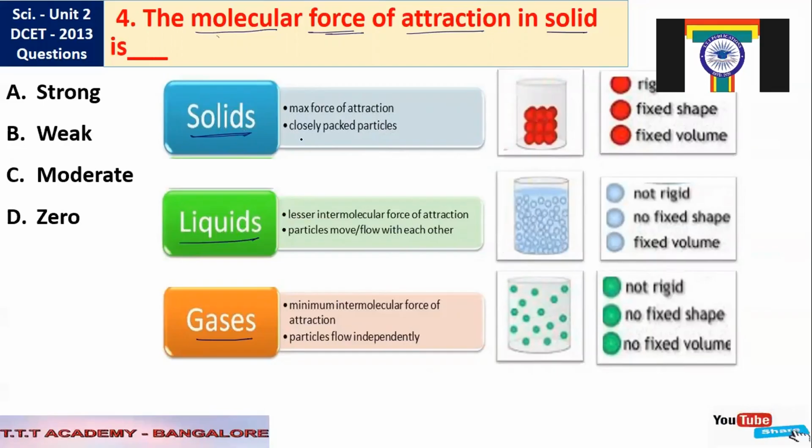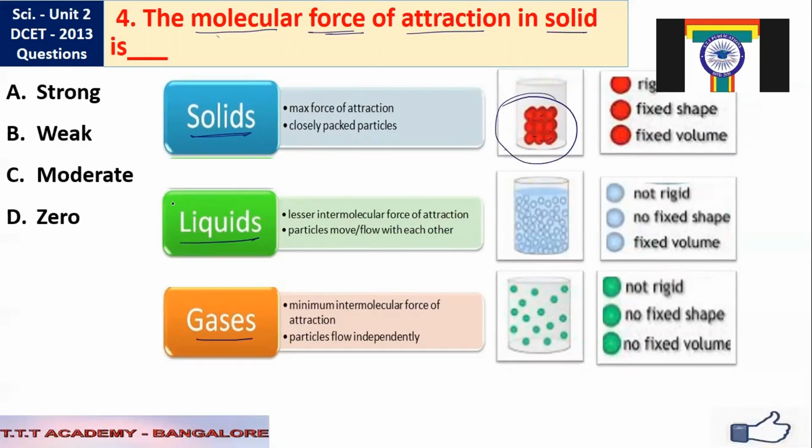Here, the solid is rigid in shape, as well as rigid particles are attracting each other, with fixed shape and fixed volume. That means we can observe here all particles are rigidly bonded together. We can observe this in the diagram. And next, it has a fixed shape as well as fixed volume.